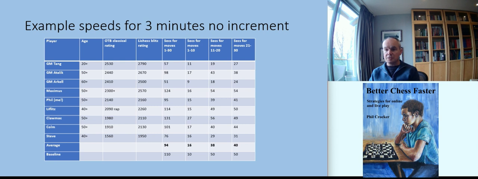So background information on the players, ratings and so on, and then I've shown the seconds per move for moves 1 to 30, split into moves 1 to 10, 11 to 20, and 21 to 30. So you can look at the timings and how close people are to the baseline.